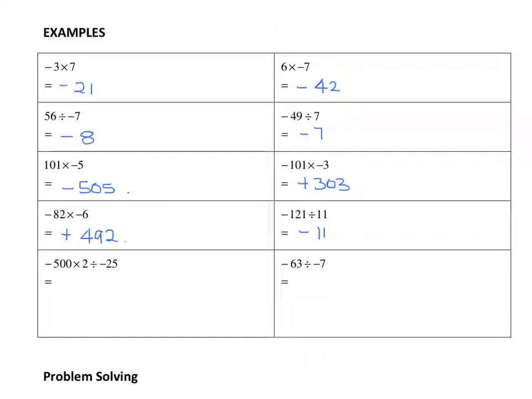Now with this one we've got to be a little bit careful because we've got to think about order of operations. The next one looks a little difficult, but it's not. Just work your operations from left to right. So let's perform the first one here, which is -500 multiplied by +2. The answer will be negative.